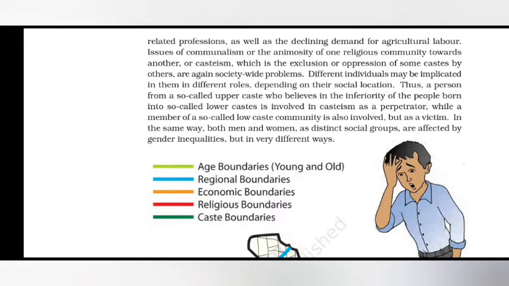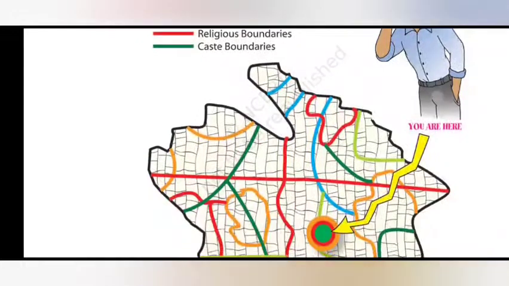Different individuals may be implicated in them in different roles depending on their social location. Thus, a person from a so called upper caste who believes in the inferiority of people born into so called lower castes is involved in casteism as a perpetrator, while a member of a so called low caste community is also involved but as a victim. In the same way, both men and women as distinct social groups are affected by gender inequalities but in very different ways.